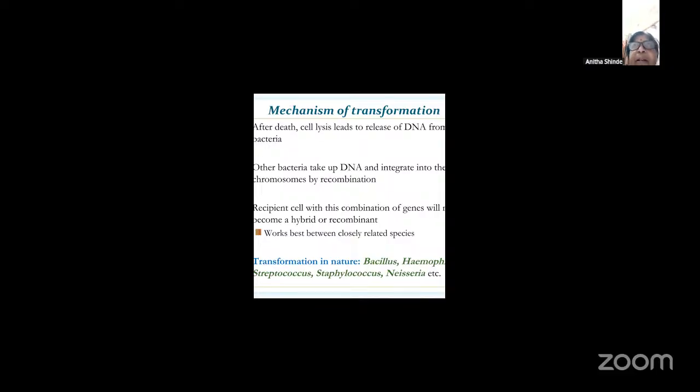So here it is very simple. After death, the lysis of the cell will take place. When the cell lyses, the DNA will be released from the bacterium. The other bacteria will be there, no? They will take up the DNA and then integrate it into the chromosome by recombination. So when the recipient cell takes up this new combination of genes, it will undergo transformation and become a hybrid or a totally new recombinant. So this is what they're saying.